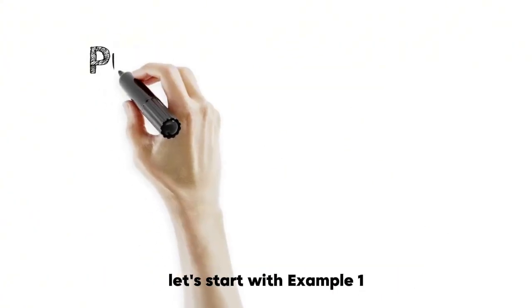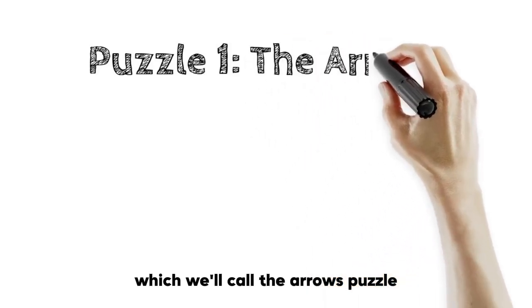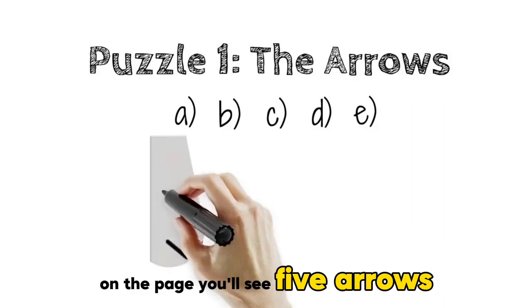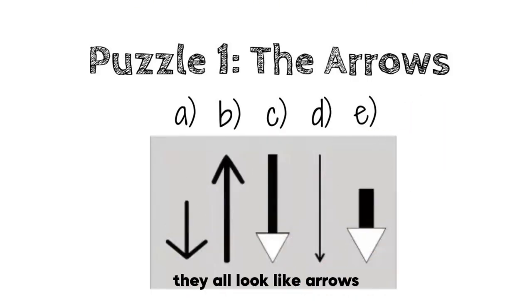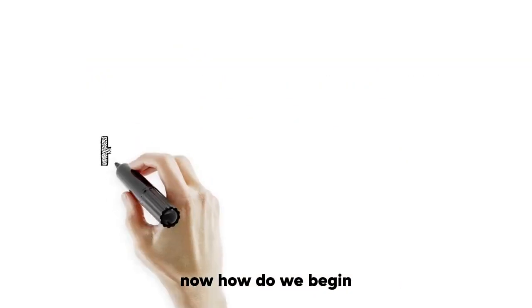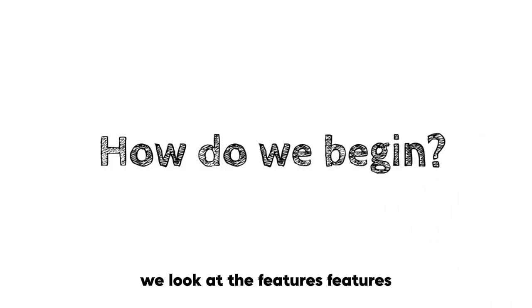Let's start with example 1, which we'll call the arrows puzzle. This is a relatively simple one. On the page, you'll see 5 arrows. They all look like arrows, but each one is slightly different. Your job? Figure out which is the odd one out. Now, how do we begin? We look at the features.